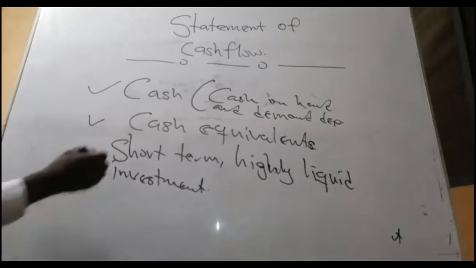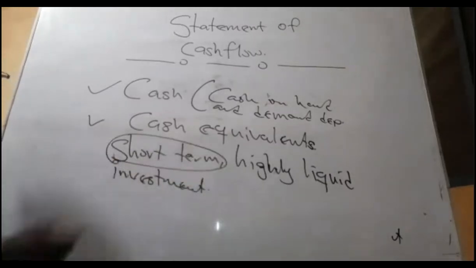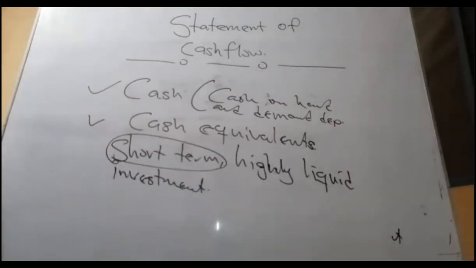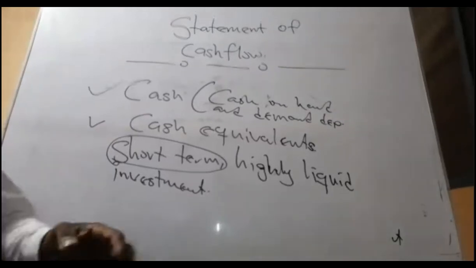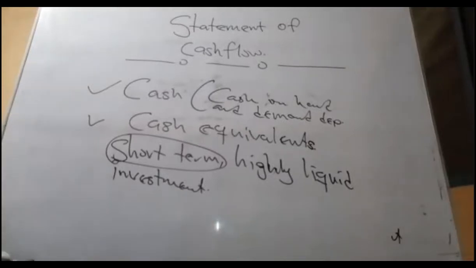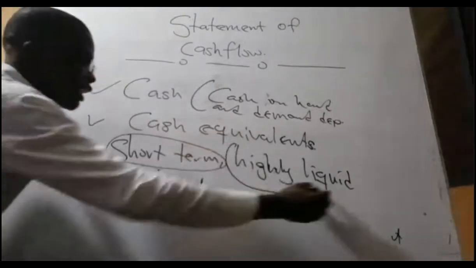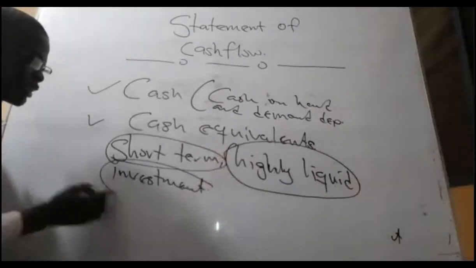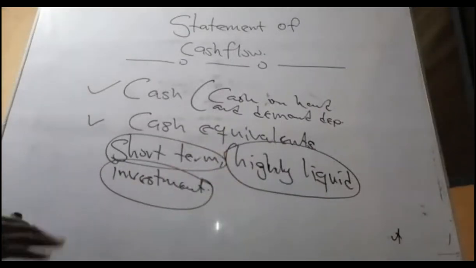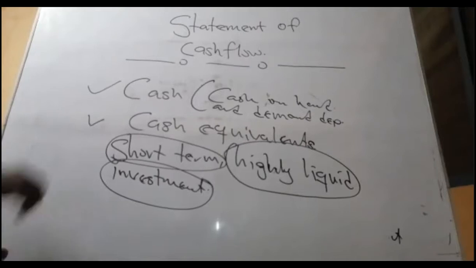So they are short term, within 12 months. You can convert them into cash. Maybe you have government 91 days treasury bills. You can classify them as cash equivalent. They are highly liquid investments, which can be easily converted into cash without significant changes in value.